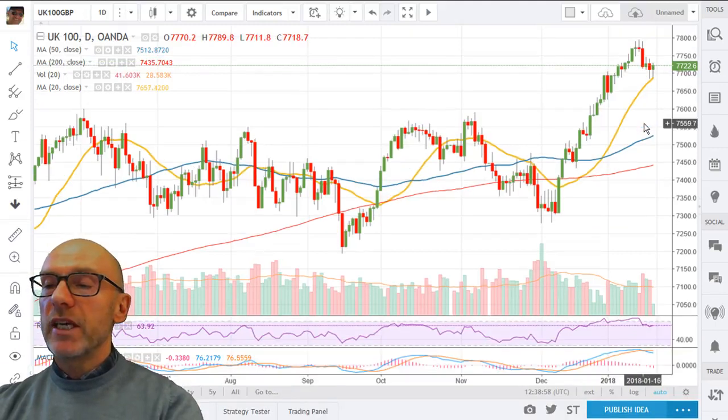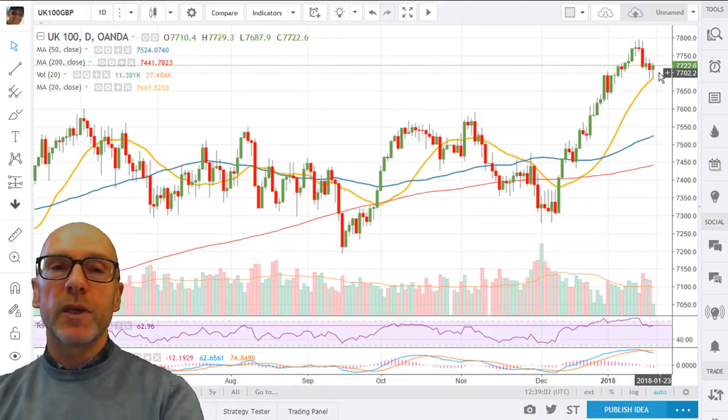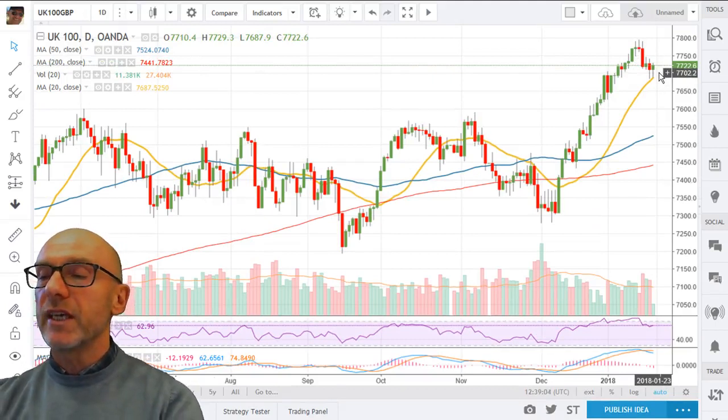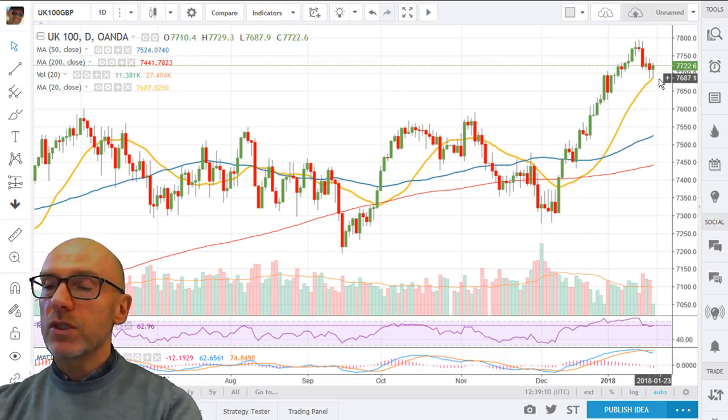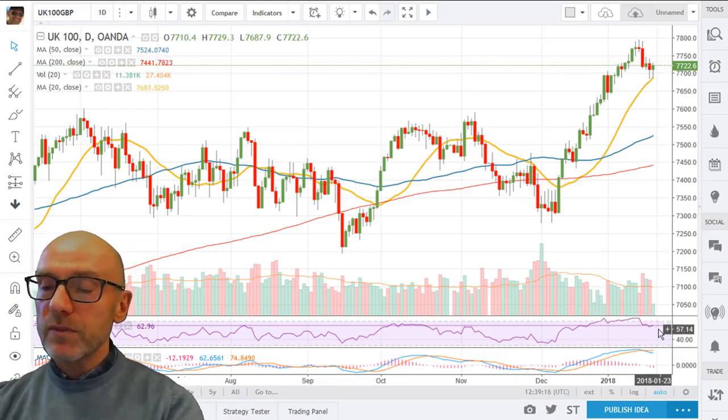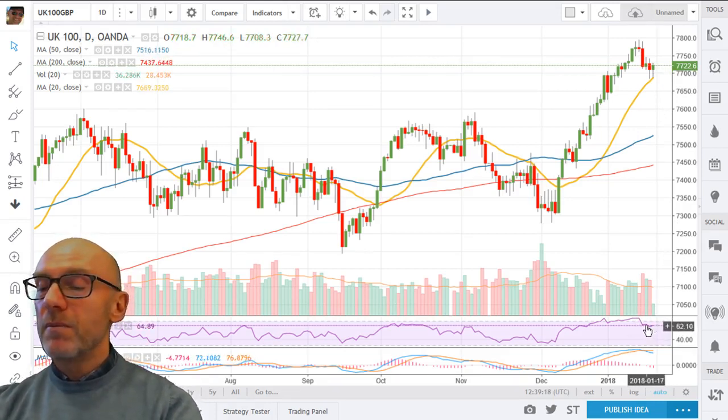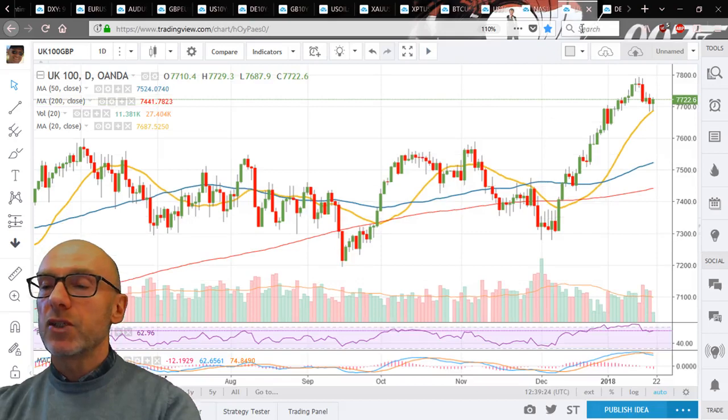In the Footsie, we've had a slight consolidation this week. That's brought it back to the 20-day moving average, which is positive. That should give support. Didn't get a non-confirmation on the RSI. That might be starting to create a downtrend. Keep your eye on that, and keep your eye on this 20-day support.